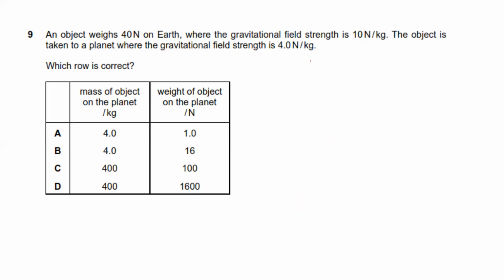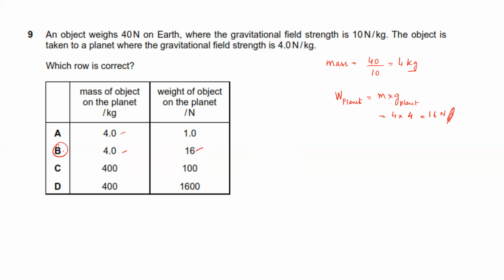So first of all, to calculate the mass, the mass of the object is 40 divided by 10, which is 4 kilograms. And remember, mass remains the same because that's an inherent property of the material. Then the weight of the object on the other planet, weight on planet, is equal to mass multiplied by the gravitational strength of the planet. So mass is 4, gravitational strength is 4 again, so it is 16 newtons per kg. Oh, sorry, 16 newtons. So this will be the answer.